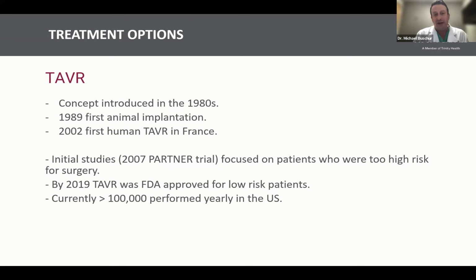The concept of TAVR was first introduced in the 1980s. The idea being, what kind of valve can we put in a minimally invasive way that would still help with aortic valve stenosis? In 1989 was the first animal implantation. They actually used a balloon expandable valve, and we'll talk briefly about the different types of valves that we use. And then it wasn't until 2002 that the first TAVR was performed on a human in France.